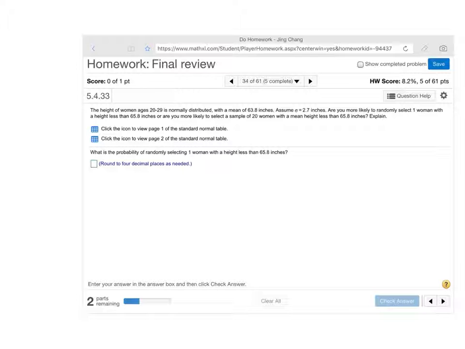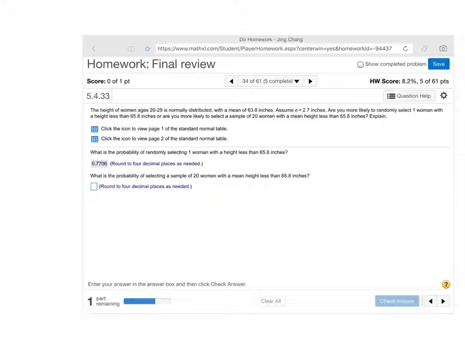Okay, the second part is the sample of 20 women with the mean. So this time we'll have to use the central limit theorem. If you want to find the mean of a group, then use the central limit theorem, which means we have to figure out, what's my standard error? That's equal to sigma over square root of n. So use your calculator. That should be 2.7 divided by the square root of the sample size, which is 20 women. So figure that out first. So 2.7, okay, it's 0.6037.